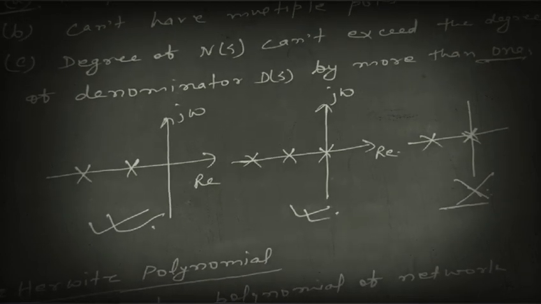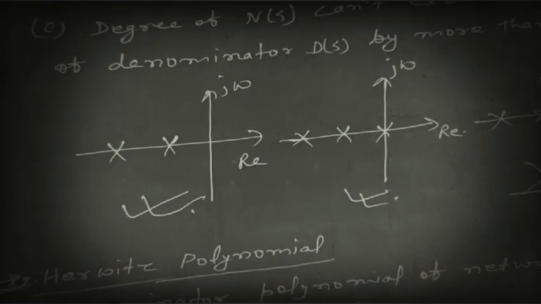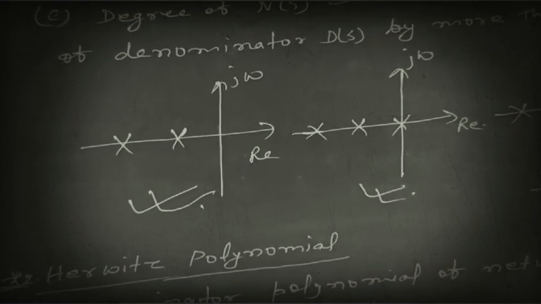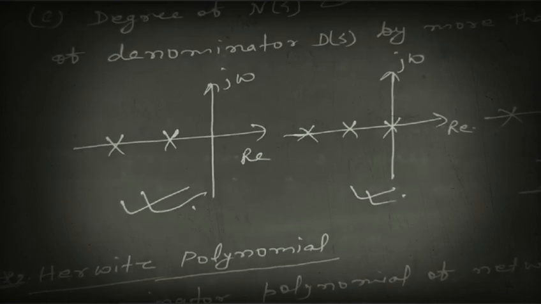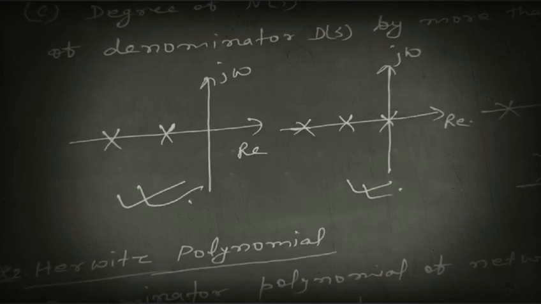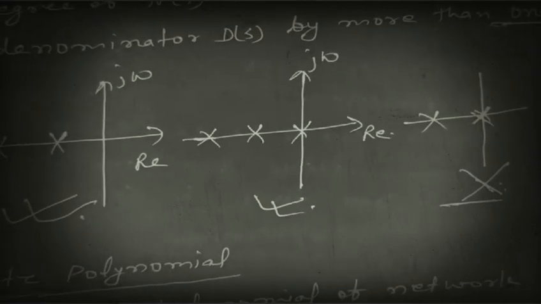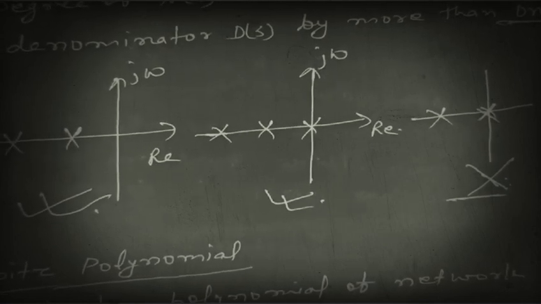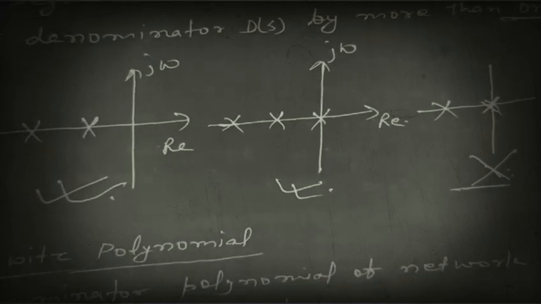So here are the examples. We see the first one, where we have shown two poles on the left hand side of the S plane. So this is the satisfactory condition. Second, we have three poles. One pole is at the origin, that means on the j omega axis, and two poles are on the negative real axis. Again, this is stable. In the third case, we see that we have one pole on the negative real axis and we have multiple poles, that means two poles on the j omega axis, that is the origin. So this is not a stable condition.